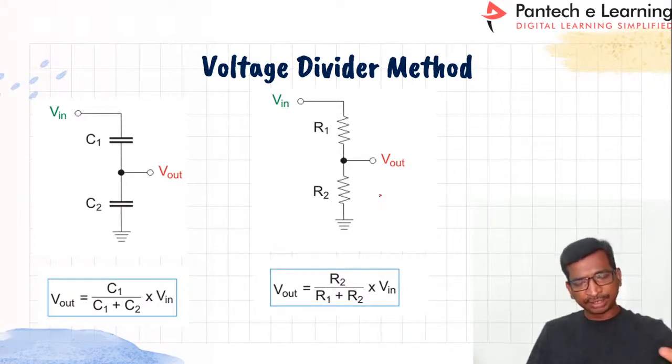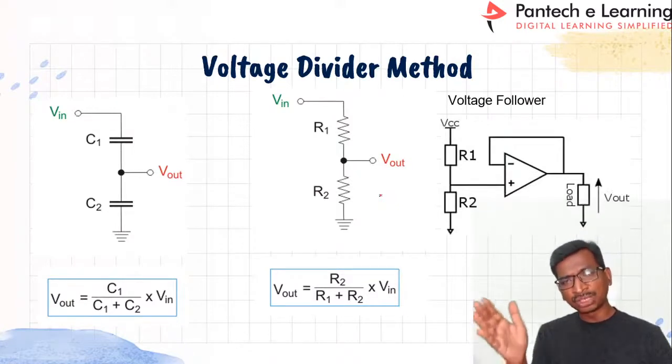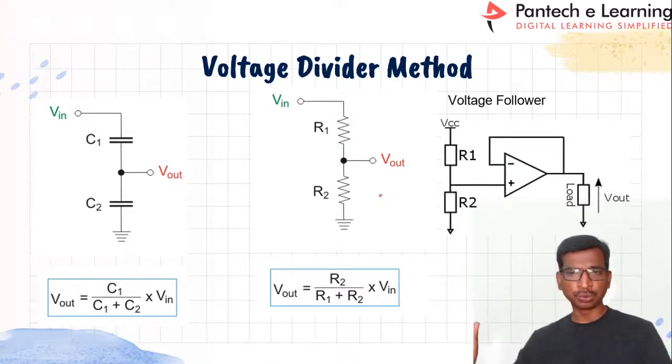So here we can scale the equivalent voltages. After the voltage divider, we have to add a voltage follower to get a proper output voltage.